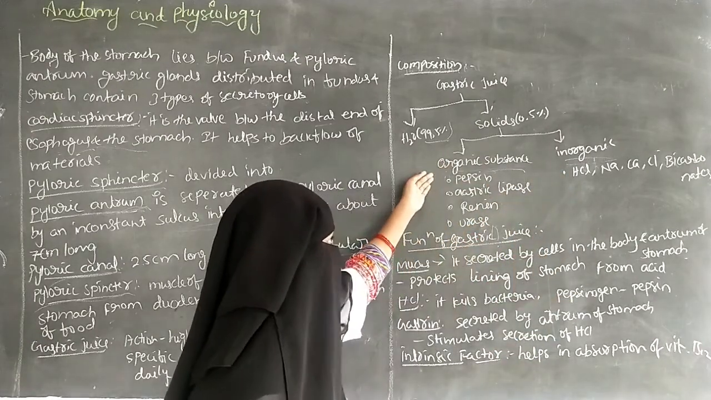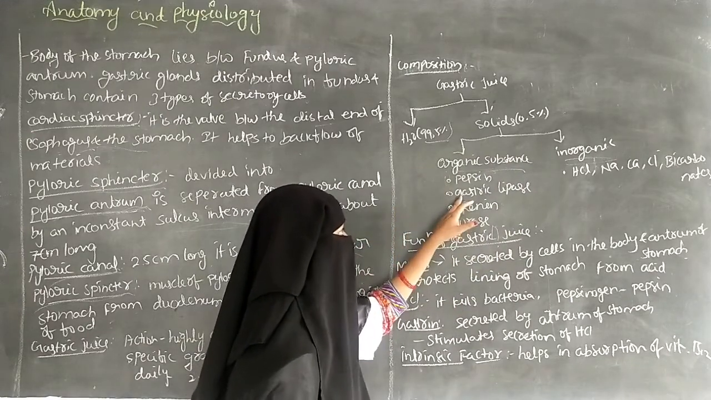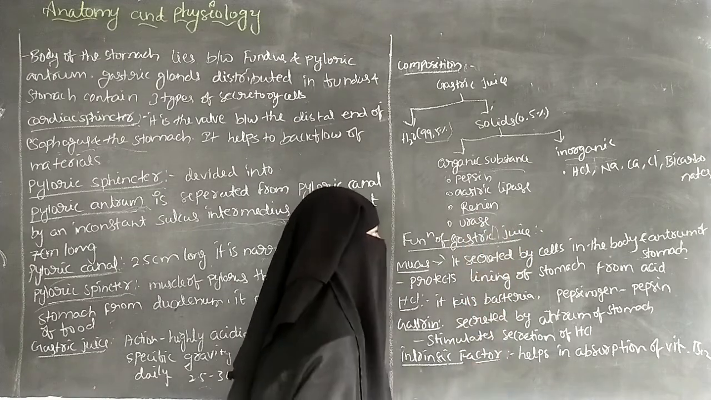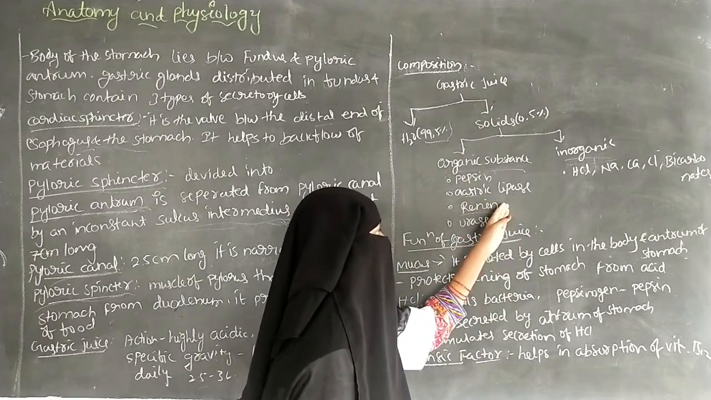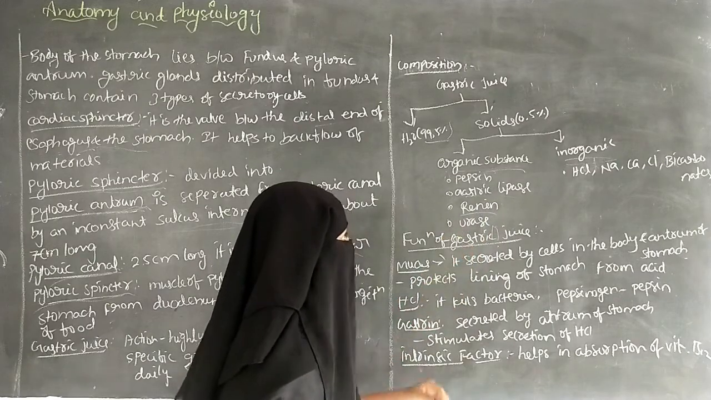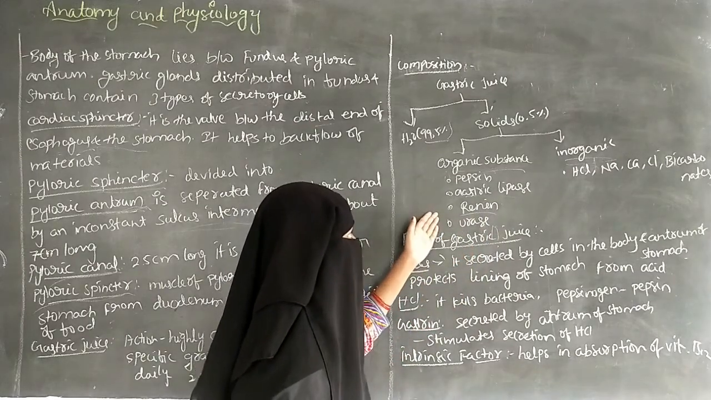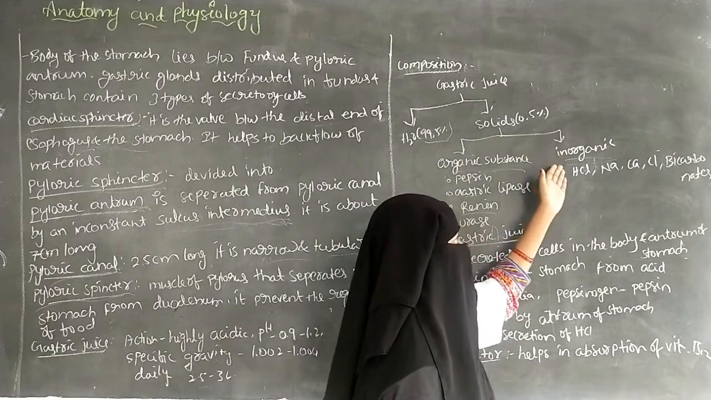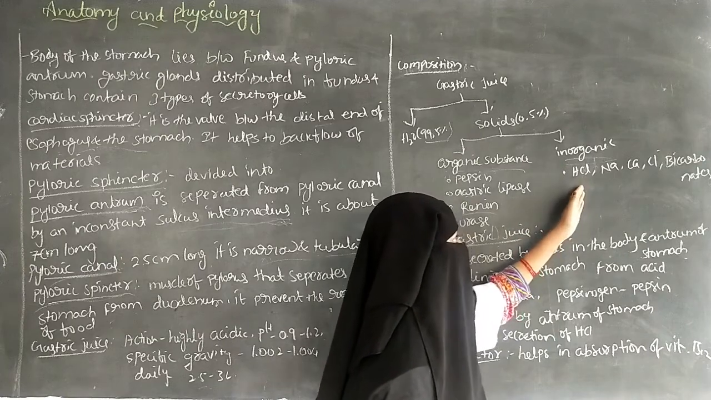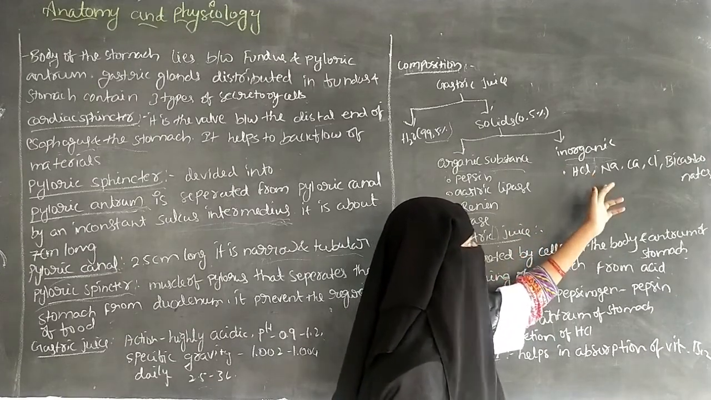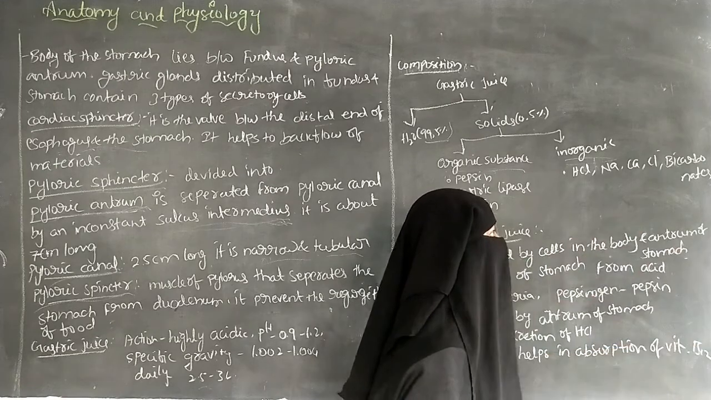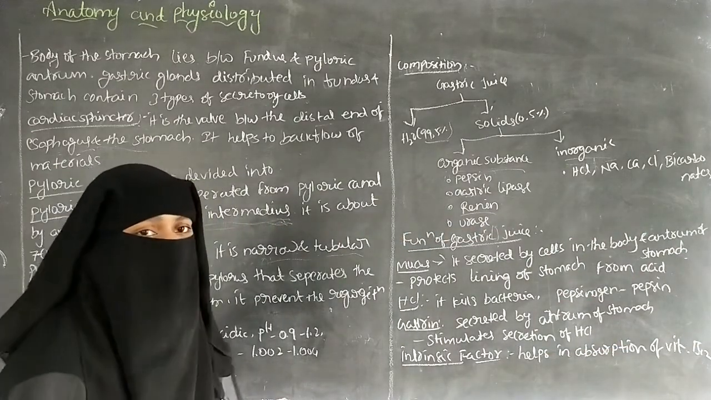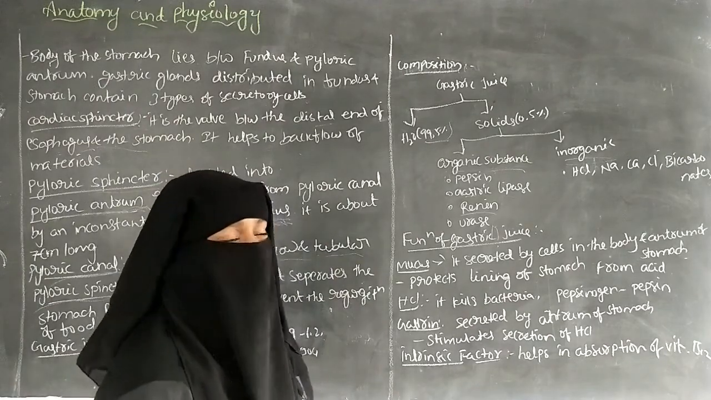The organic substances include pepsin, gastric lipase, and renin. Renin is mostly present in animals. The next one is urease. These are all the organic substances present in the gastric juice. The next group is the inorganic substances. These include hydrochloric acid, sodium, calcium, chloride, and bicarbonates. These are all the inorganic substances present in the gastric juices.